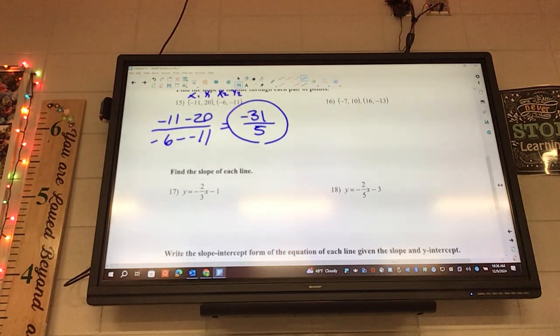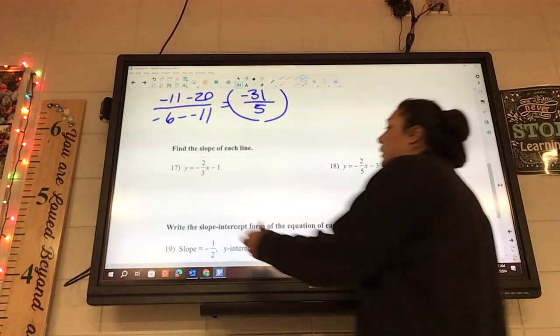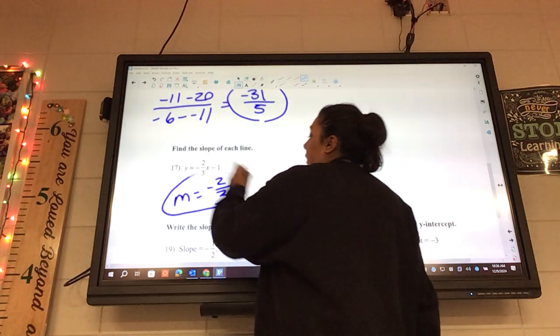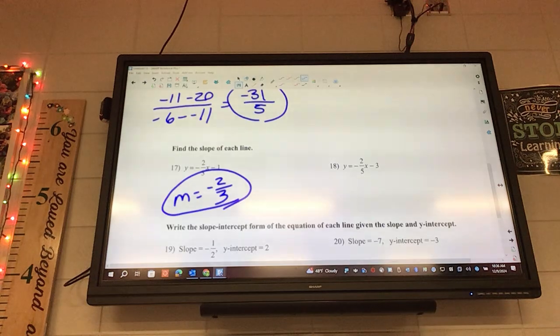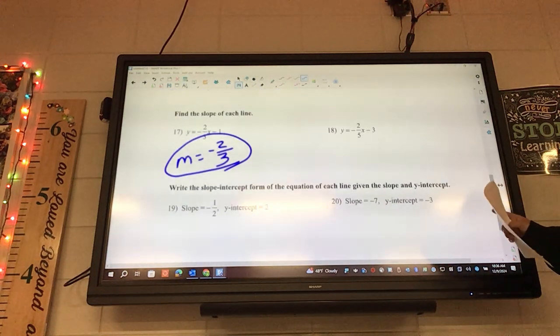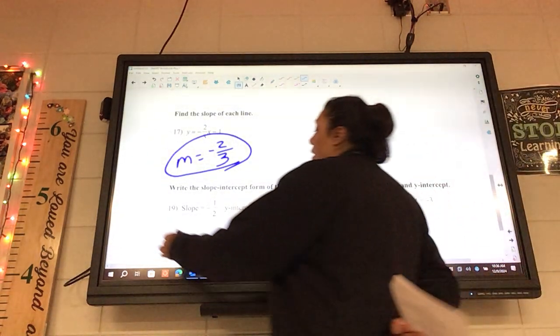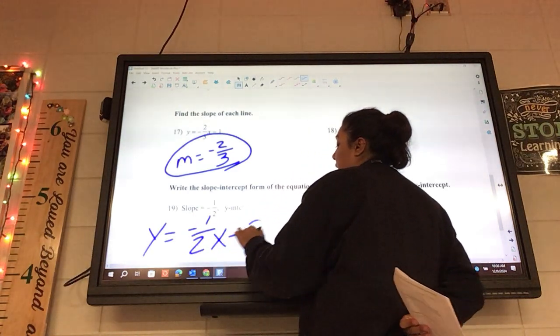Okay, 17 says find the slope. Which one's the slope? Negative 2 over 3. Okay, my slope is negative 2 over 3. And I say m, but you could just write literally negative 2 over 3. You don't have to say m if you don't want to. Okay, 19, it says write the slope-intercept form, so that's y equals mx plus b. So it's going to look like y equals negative 1/2 x plus 2.